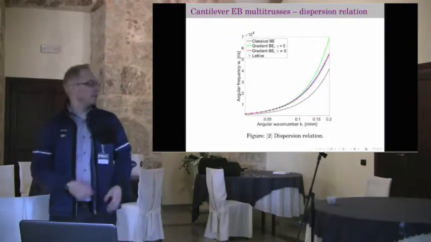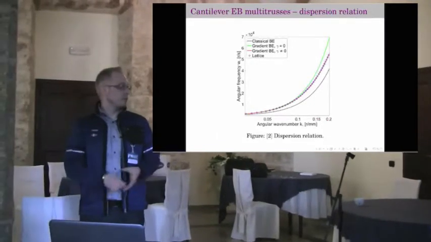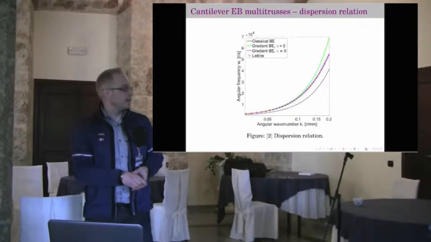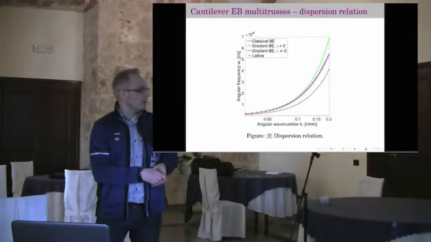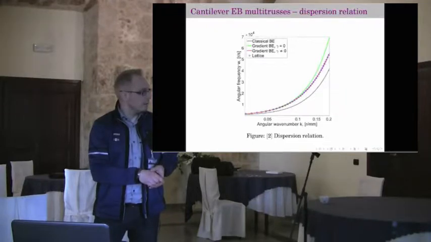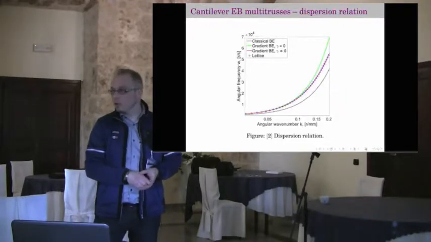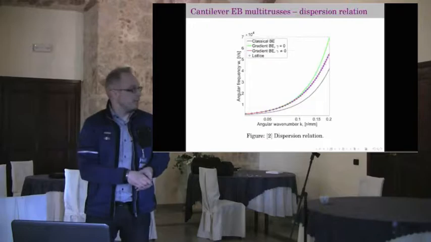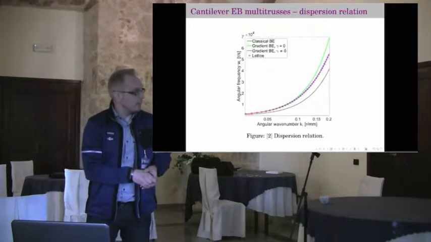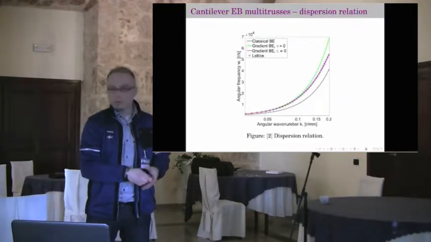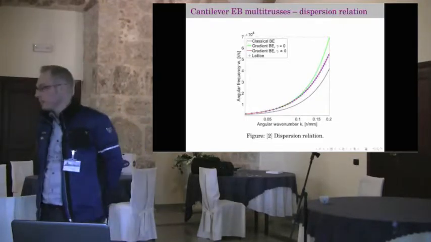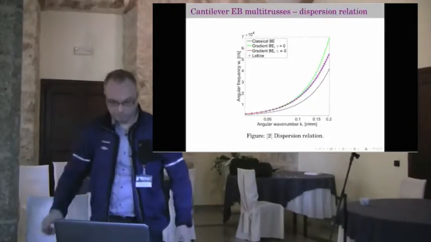And then if you think about the dispersion relation, one can show that if we don't take micro inertia into account, which is the green line here, then you don't get exact results. And of course, if you take the classical beam, it's here, you don't get exact results. But if you take micro inertia, you are able to model quite accurately the discrete behavior.